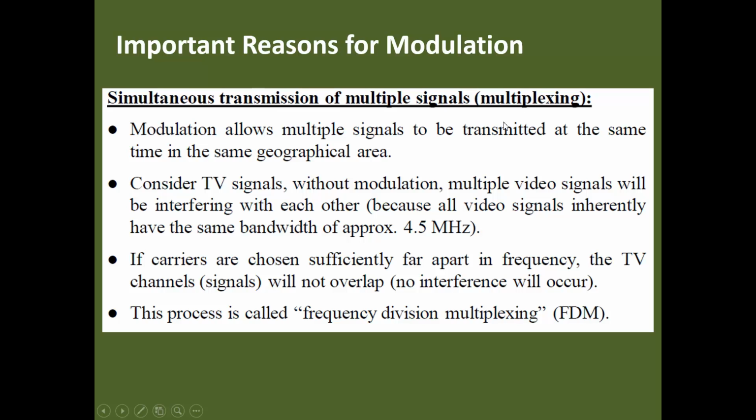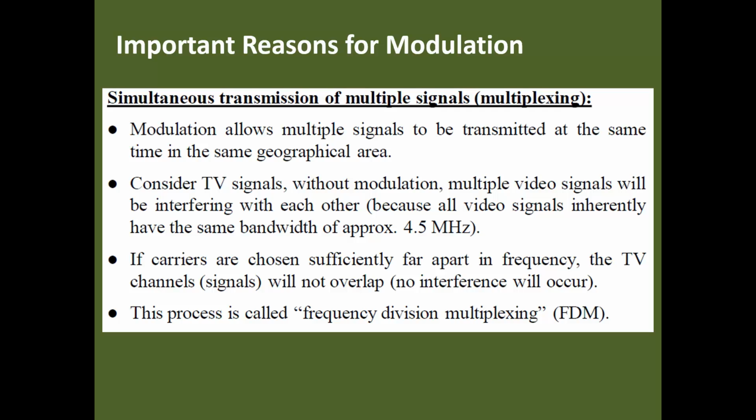I have already explained what is multiplexing. Modulation allows multiple signals to be transmitted at the same time in the same geographical area. Consider TV signals without modulation. Multiple video signals will be interfering with each other because all video signals inherently have the same bandwidth of approximately 4.5 megahertz. If we do not translate the frequencies to certain higher frequencies, if we do not modulate, then the signals will interfere with each other.